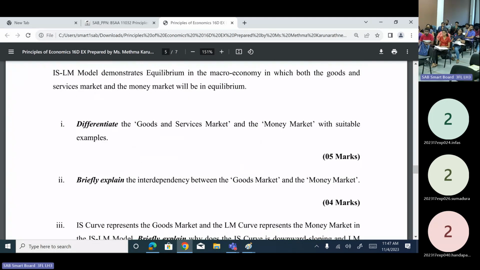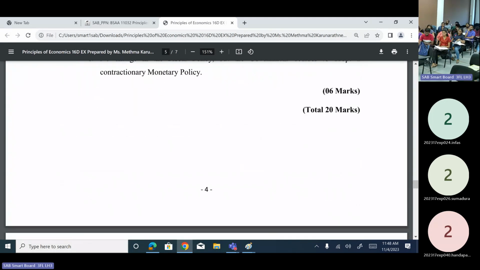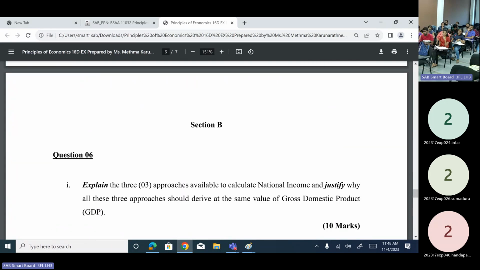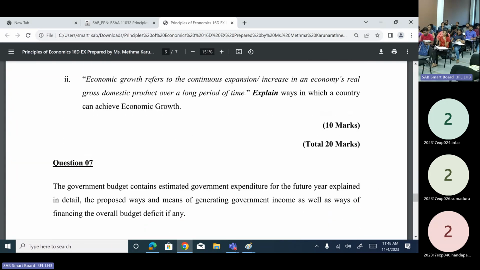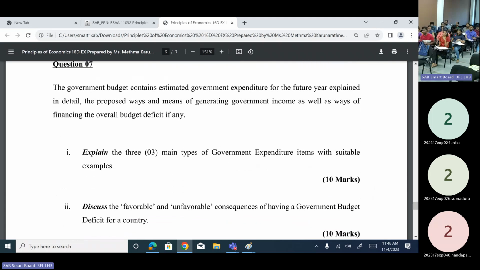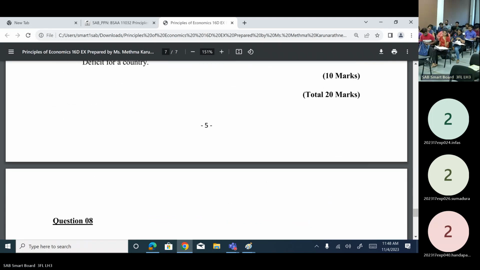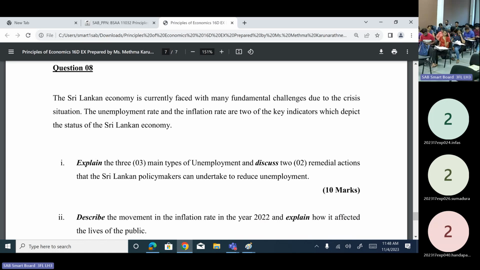I want you to go home and provide answers to this question. Last one. Question number 8. We might have done something like this. This is a must for you to answer. Apart from that, don't look at the other questions. We did look at this question.